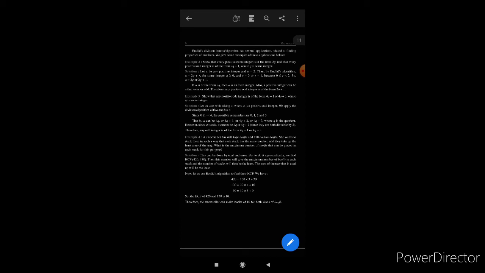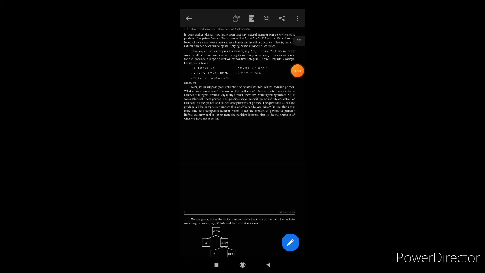Now let us use the algorithm to find the HCF. We have 420 is equal to 130 into 3 plus 30. 130 is equal to 30 into 4 plus 10. 30 is equal to 10 multiplied by 3 plus 0. So the HCF of 420 and 130 is 10. Therefore, the sweet seller can make stacks of 10 for both kinds of barfi.